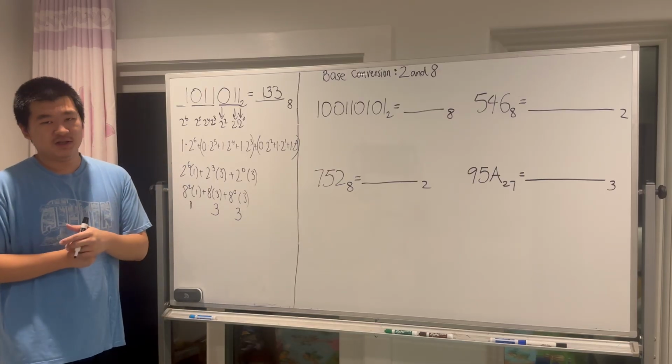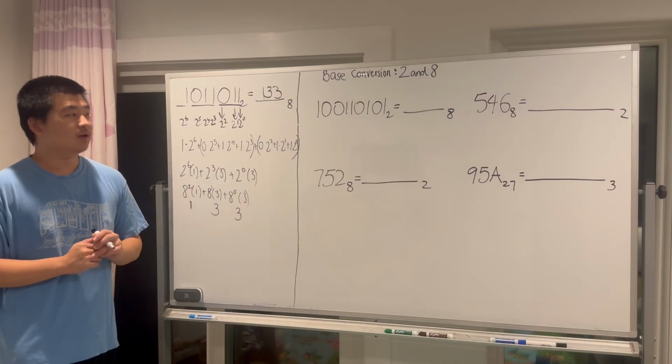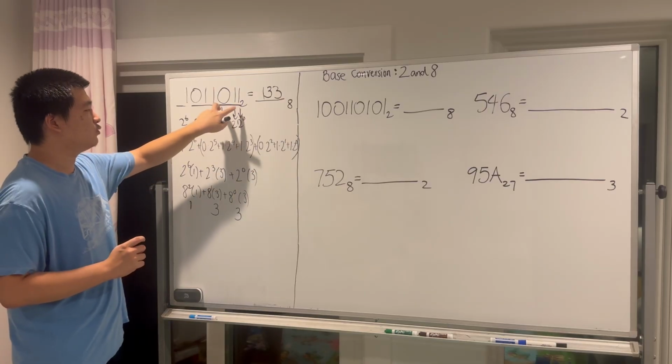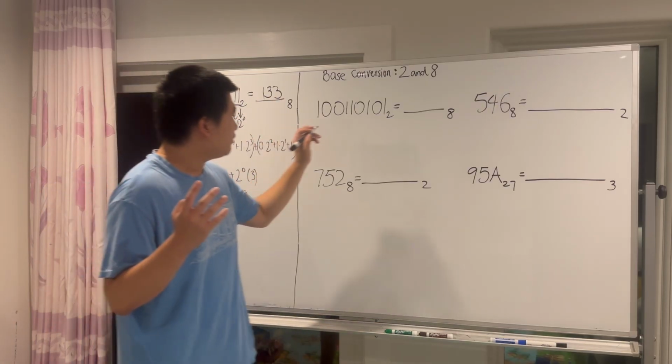Now, hopefully that made sense for you. But if it didn't, the most important thing to take away is just making groups of 3 starting from the right and converting each individual group of 3 into one digit in base 8. I'll show you another example right here.